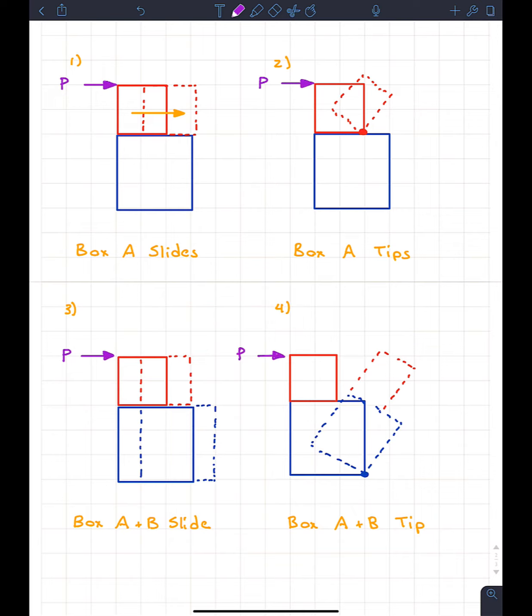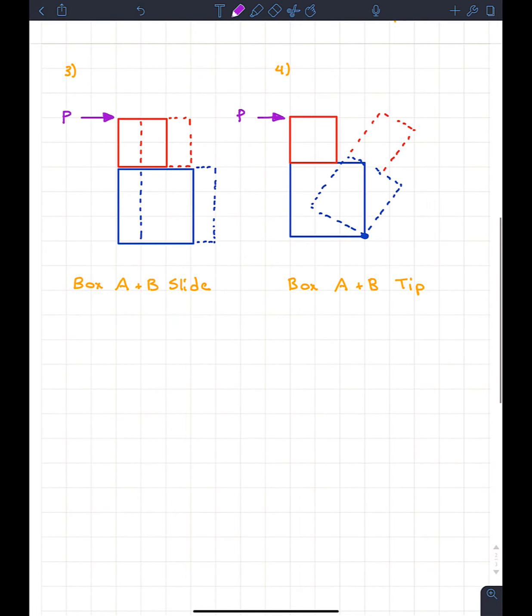Well, I just look at my scenarios. For the first 2 scenarios, just box A is moving. So one of the free body diagrams should just be of box A. And in the third and fourth scenario, we have box A and B moving together. So what that tells me is my second free body diagram should be boxes A and B together. And we've also concluded that box B will not slip by itself. So therefore, we should not need a free body diagram of box B whatsoever. We need a free body diagram of box A and a free body diagram of boxes A and B.